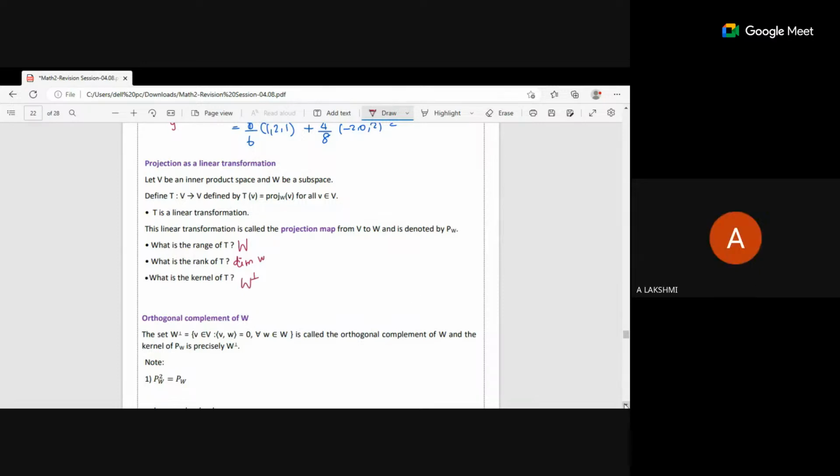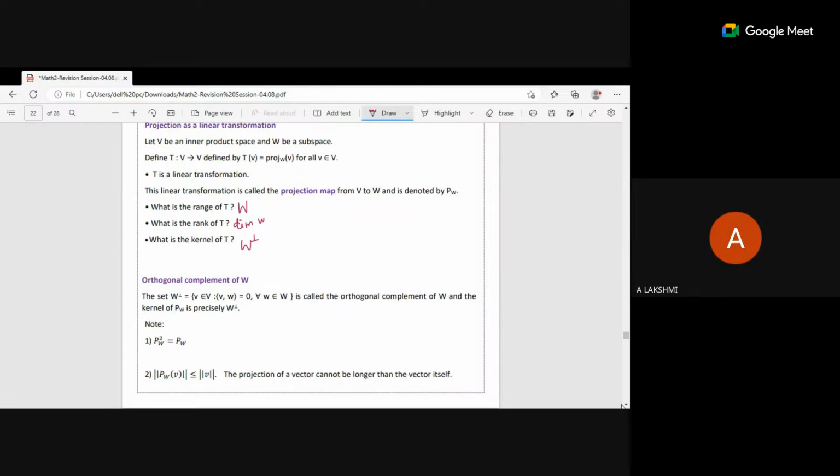Ma'am, what is T here? Is it a linear transformation? Yes. It is given that T is a linear transformation and it is defined in this way. For such a transformation, these are true, ma'am? Yes, exactly. This particular set is called the orthogonal complement of W, and it is precisely the kernel of this transformation.